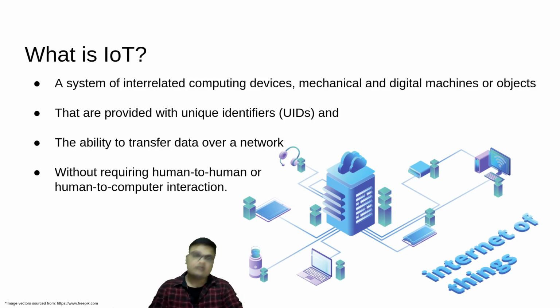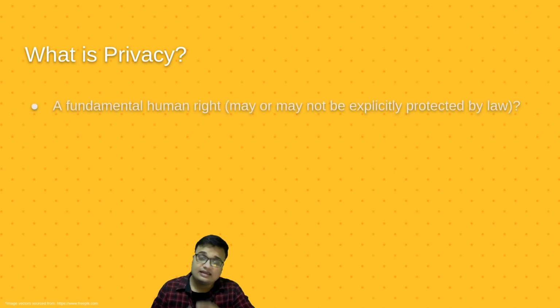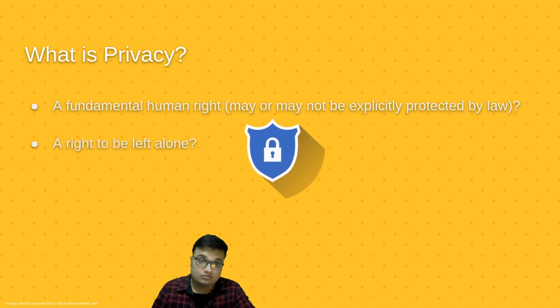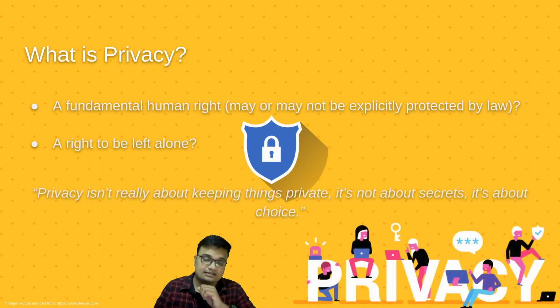So, okay, now we have a basic understanding of what IoT is. So, the next question that comes in the purview of this discussion is what's privacy then? How do we define it? Is it a fundamental human right which may or may not be explicitly protected by law? Or is it a right to be left alone? Or is it about something much larger? What is it then? Well, it's a bit more complex than that.